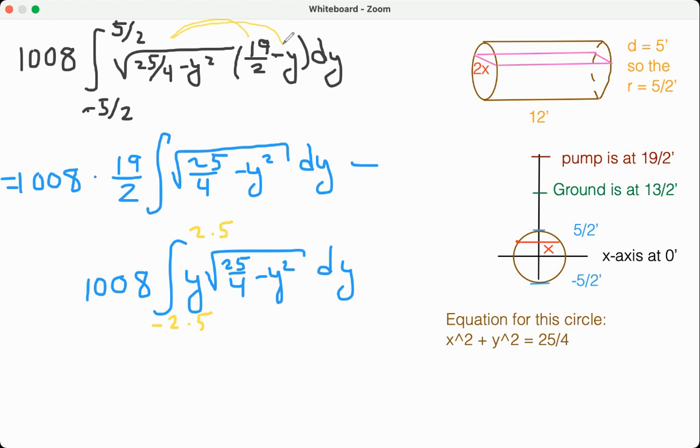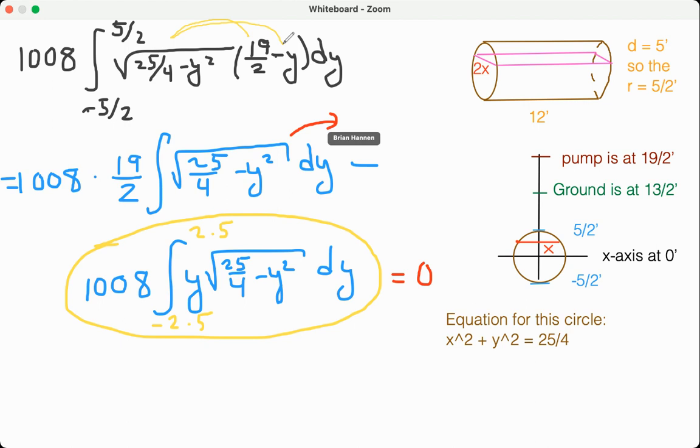And guess what? This portion, when you take y times that square root of a number minus y squared, believe it or not, that is an odd function. That entire integral right there, because it goes from negative 2.5 to positive 2.5, it's an odd function. That integral there equals 0. And guess what? I have a shortcut for you here too. When you're integrating this, isn't that just the integral of a semicircle?